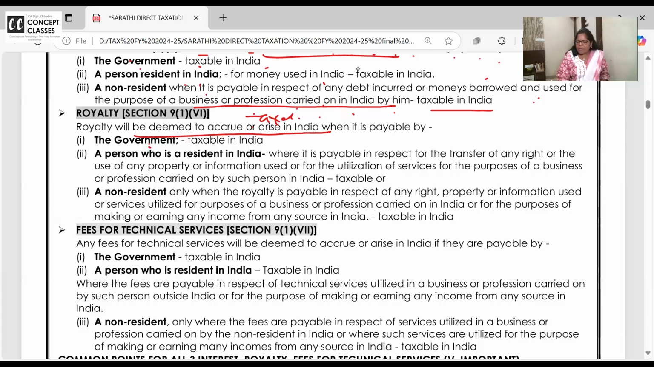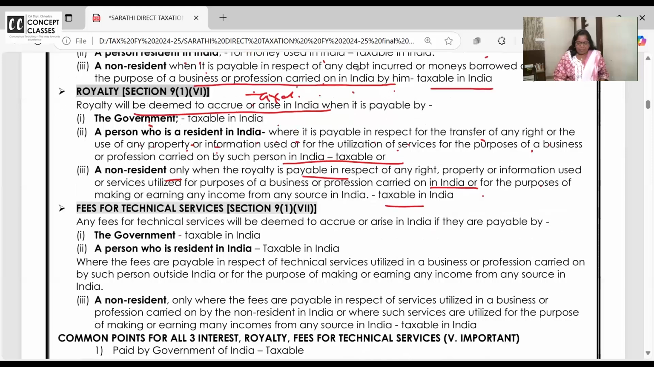Royalty will be taxable in India, accrued. Is it paid by government of India? Taxable. Person who is resident in India, if the royalty is used for business and all in India, taxable. Non-resident, when royalty is payable for getting any right, information and services and all in India, taxable.